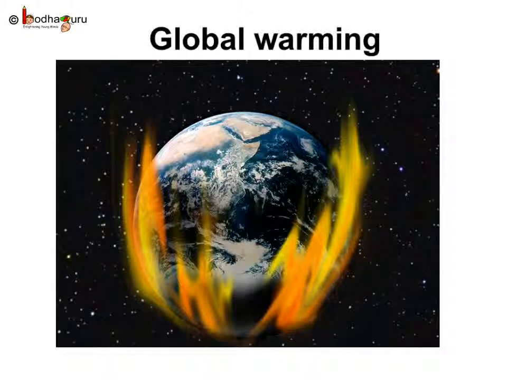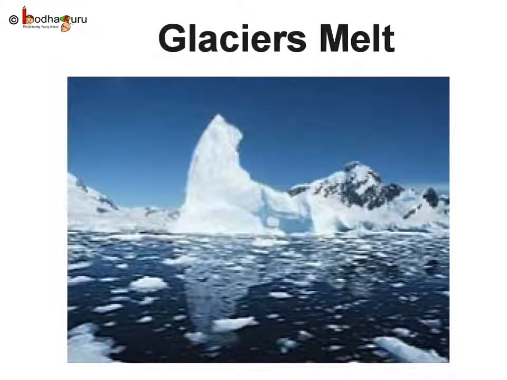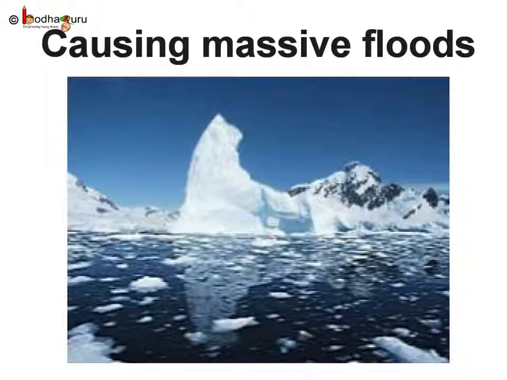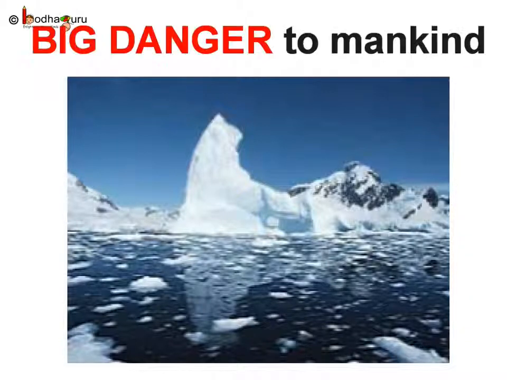So, what is the impact of global warming? You know that the earth is mostly covered with water. Due to global warming, the glaciers in the snow-covered mountains will start melting and can increase the water level of earth drastically. This imbalance in ecosystem can cause massive floods and is a big danger to the mankind.